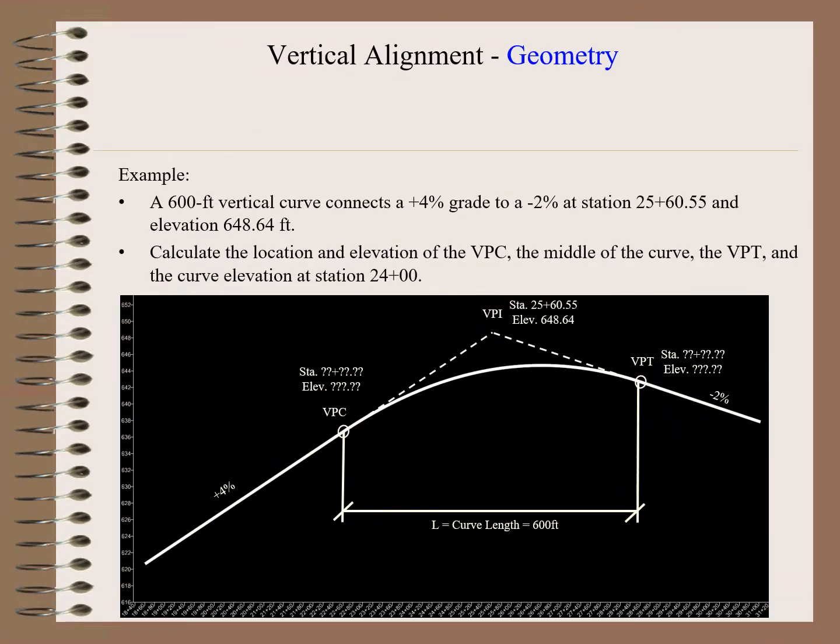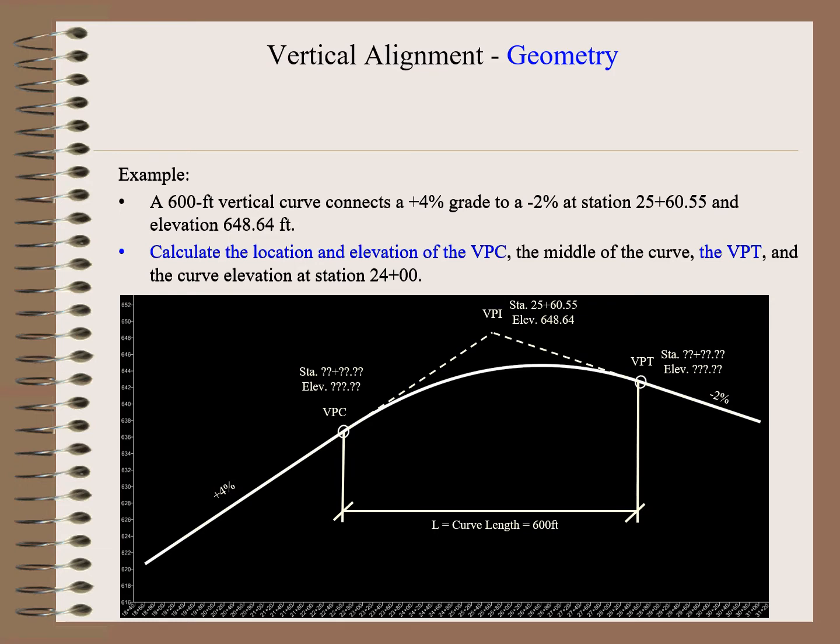Next, we have an example of a vertical alignment geometry. In this example, we have a 600-foot vertical curve that connects a positive 4% grade to a negative 2% grade at station 25 plus 60.55 and an elevation of 648.64 feet. The example wants us to calculate the location and elevation of the VPC, the middle of the curve, the VPT, and the curve elevation at station 24 plus 00.